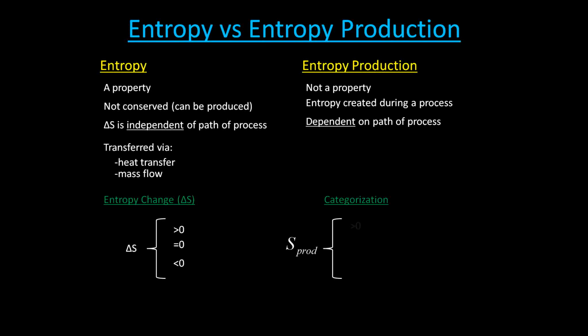So we can have some categories of our entropy production. If your entropy production is greater than 0, that's called an irreversible process. That's what you expect it to be. You expect it to produce some entropy due to irreversibilities. If your entropy production is equal to 0, you have a reversible process. That means no irreversibilities occurred, so it's reversible. If your entropy production is less than 0, well, that's an impossible process. Something went wrong there. That's not possible to happen. The lowest you could ever have is equal to 0.